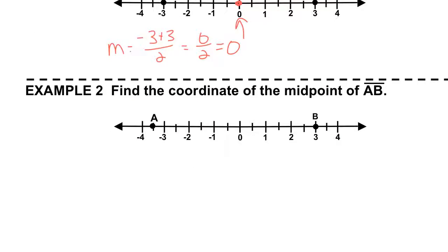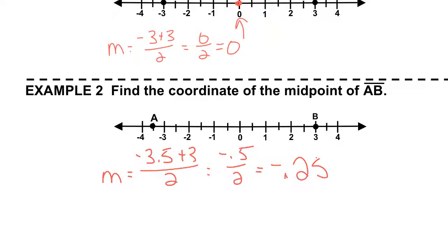It says find the coordinate of the midpoint of AB. Now, this one, it's not as easy to count. It looks like we're going to have some decimals in there. So I'm going to use M for midpoint again. I'm going to use -3.5 plus 3. I'm going to divide that by 2. Now, order does not matter. I could have said 3 plus -3.5 and would have got the same thing. -3.5 plus 3 is -0.5 over 2, which is -0.25, which is about right here. So pretty easy, guys. There shouldn't be any problems. Just watch your negatives and check your answers. I mean, look at the pictures and see if you're right. Let's go to the next page.